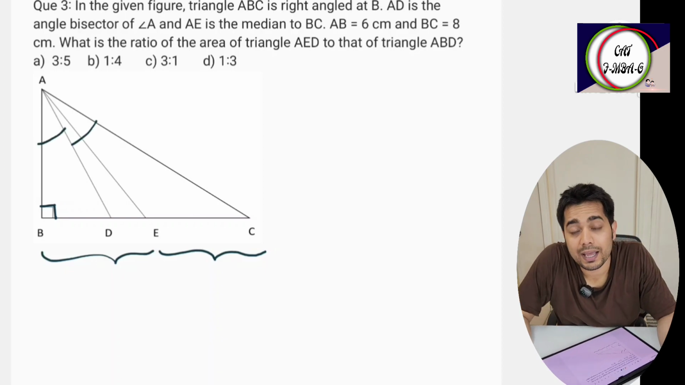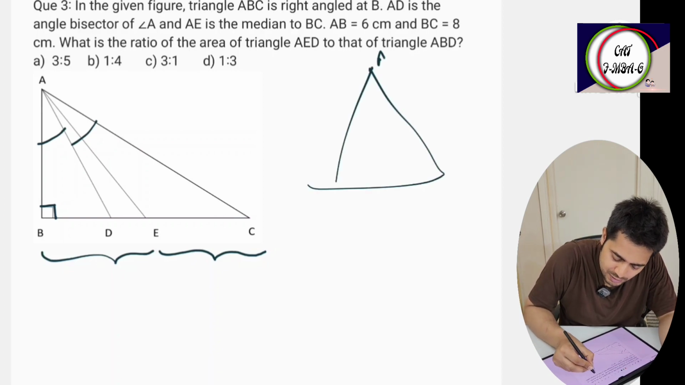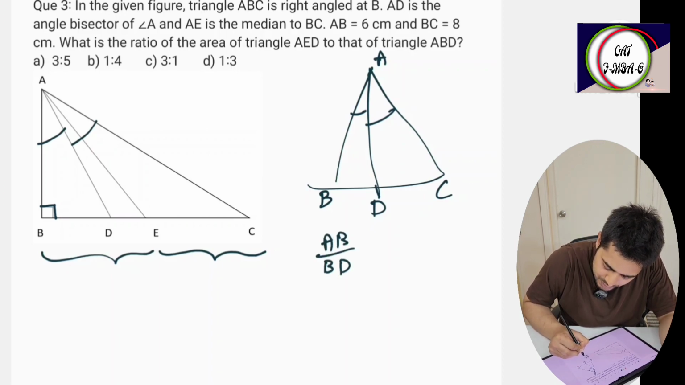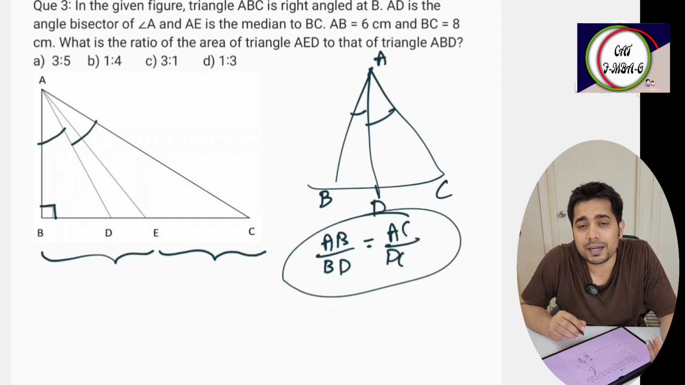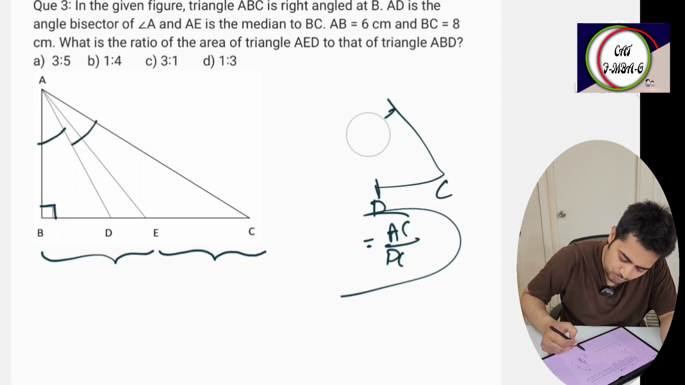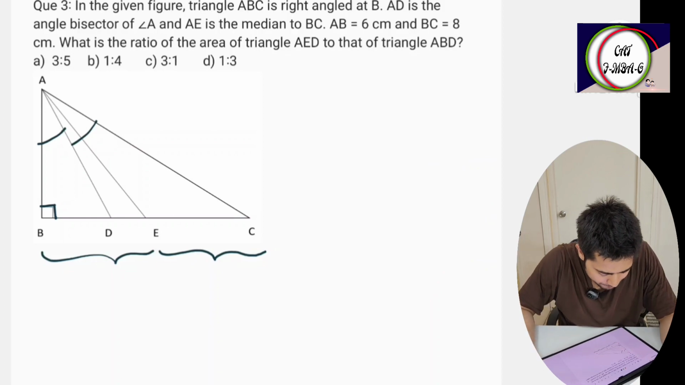Whenever the words angle bisector are used, you always have to remember to use the angle bisector theorem. Once again, we will revise how the angle bisector theorem works. Let us say ABC is a triangle and AD is the angle bisector. So that means AB by BD is equal to AC by DC. Always remember that. This is the internal angle bisector theorem. We are going to do questions on the external angle bisector theorem a bit later.